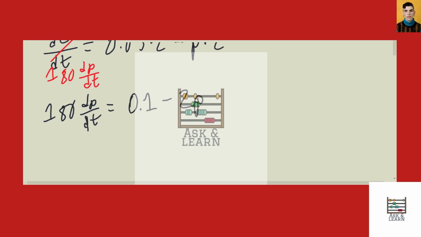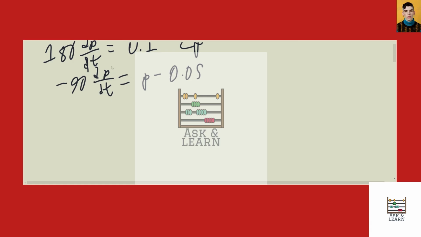From here, it could be helpful to make sure that there's not a coefficient on the p by dividing both sides by 2, or rather by negative 2. It's up to you. You don't necessarily have to do that, but what we would get then is negative 90 dP by dt is equal to P minus 0.05. And now notice this is a separable equation.